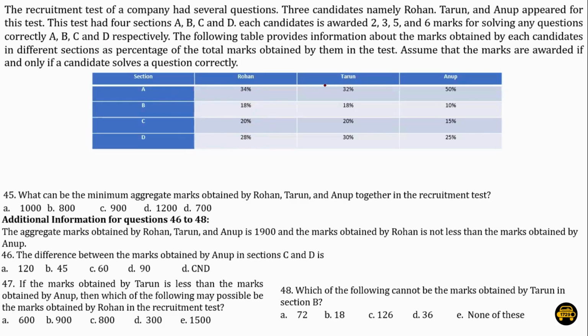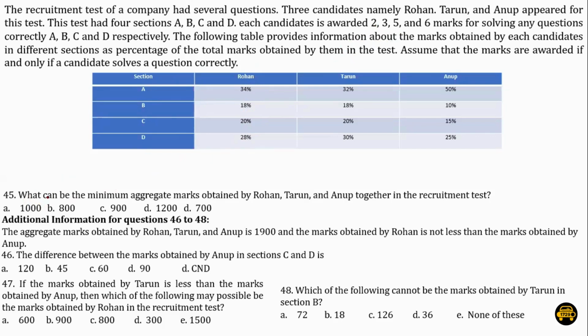Okay, now assume the marks are awarded if and only if a candidate solves the question correctly. That means you will be either given full marks or you won't be given any marks at all, right? So we cannot get 1 out of 2 or 2 out of 3. So you'll get 2 out of 2 or 3 out of 3 or 5 out of 5 or 6 out of 6. Okay, so now we know the information about the individual breakup amongst the sections of the total score of a person. We don't know the exact total marks of a person, right? And we don't even know the total marks of the exam. So let's have a look at the question and we'll see accordingly how to go about it.